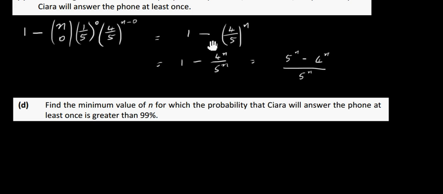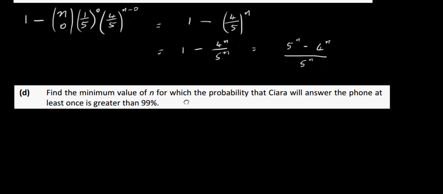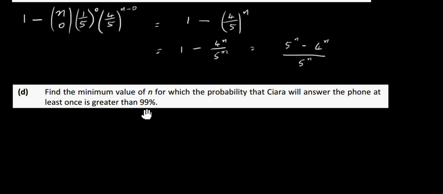So I'm going to use this part here rather than this in the next part. Find a minimum value for n for which the probability that Ciara will answer the phone at least once is greater than 99%. So at least once. This is the probability that she will answer the phone at least once in n trials, or in n calls, if you like, or n number of days. So we want this probability to be greater than 99%.